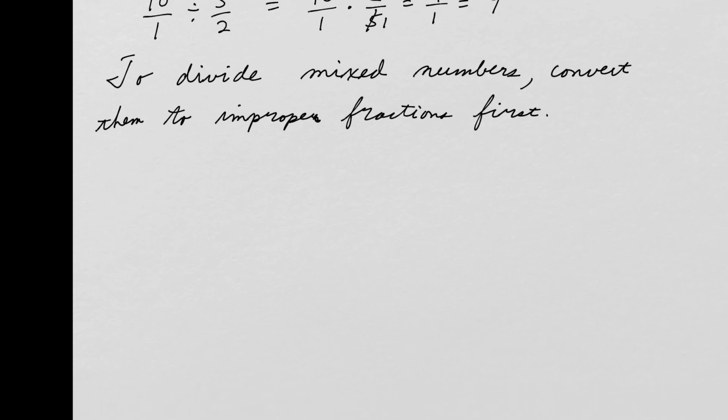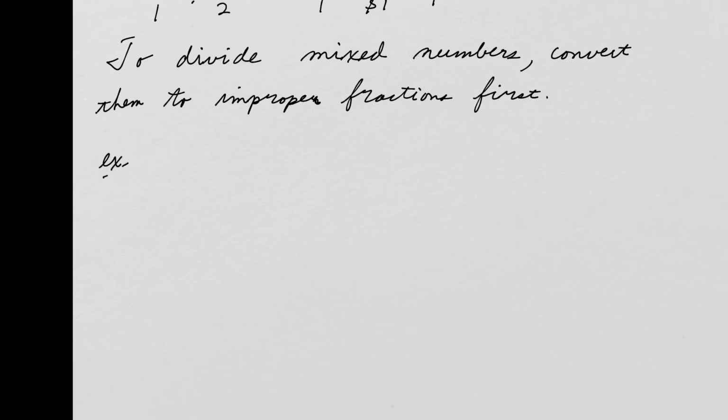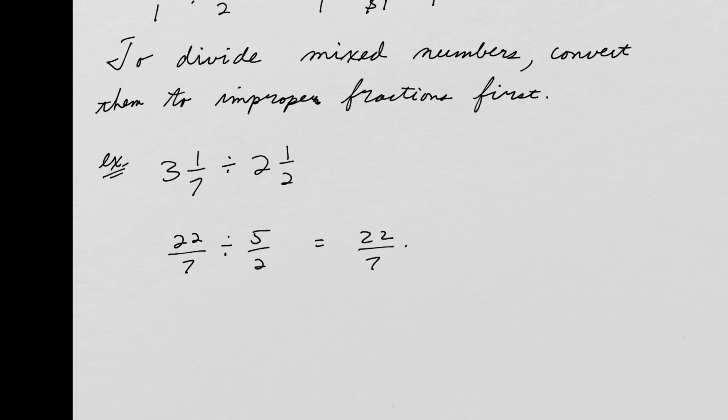Okay, so for example, let's say I'm given 3 1/7 divided by 2 1/2. Okay, so convert the first mixed number into an improper fraction. Well, it's 7 times 3, right? 21 plus 1 is 22 over 7, and then divided by, and the second mixed number as an improper fraction would be 2 times 2 is 4 plus 1 is 5 over 2. So to divide them now, remember the first fraction stays the same, and I multiply by the reciprocal. I have to flip the second one.